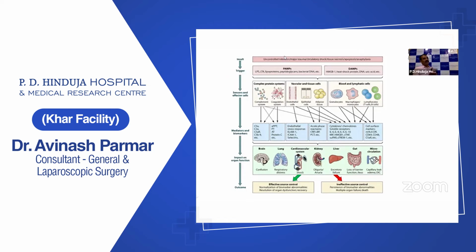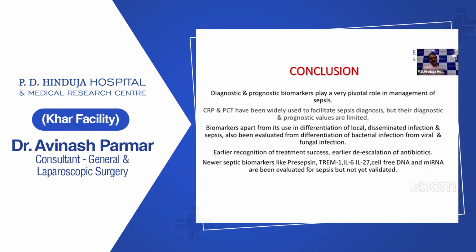Now the outcome: whenever there is effective source control, the biomarker abnormalities will return to normal, there is resolution of organ dysfunction, and the patient recovers. On the other side, with ineffective source control, the biomarker abnormalities will persist, and there will be multiple organ failure followed by death. Biomarkers have a diagnostic as well as prognostic role in the management of severe sepsis.